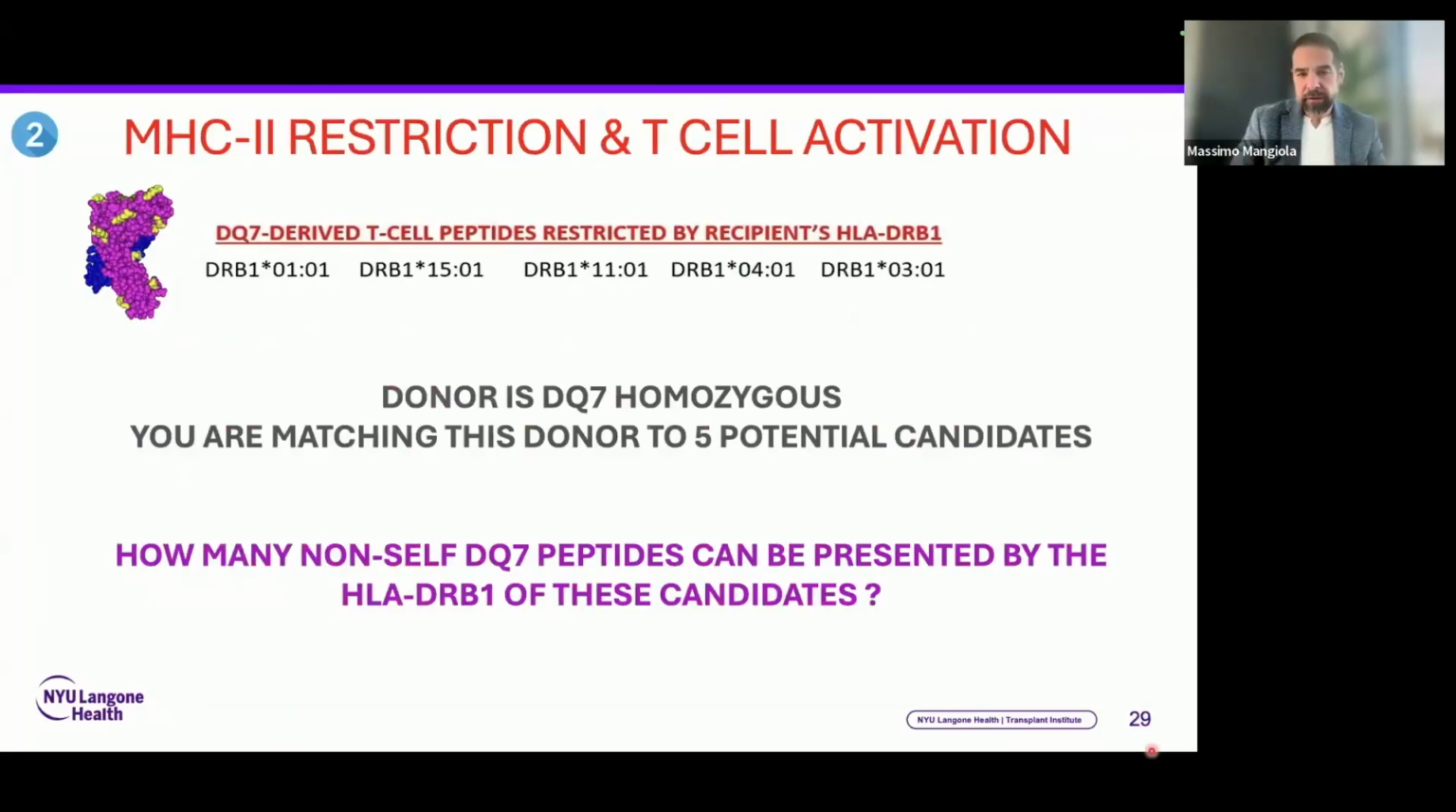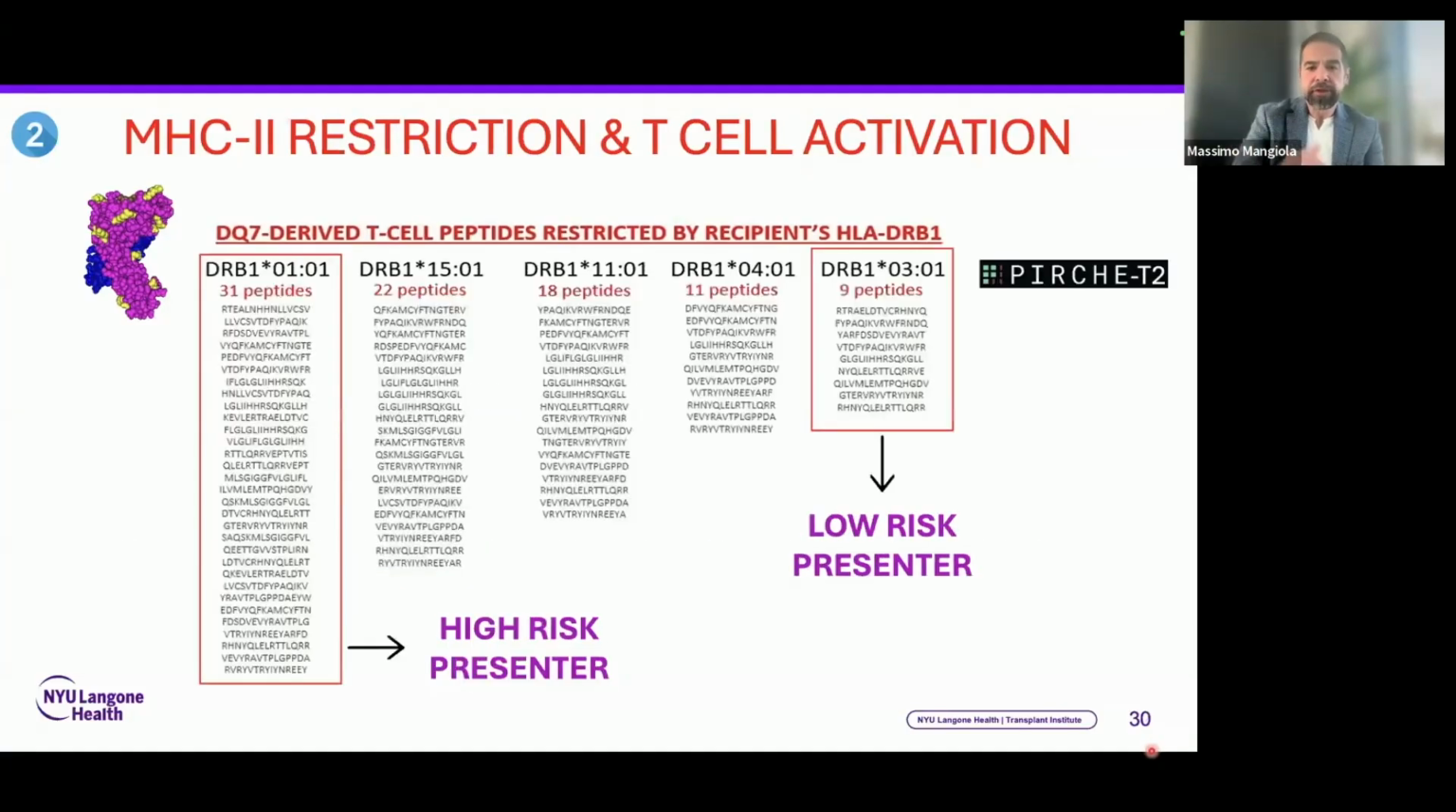A scenario that I always love to speak of: you have a donor that is DQ7 homozygous, and you have 5 potential candidates to match to this donor. You want to know which one is the best, which basically means asking yourself how many non-self DQ7 peptides can be presented by the DRB1 of these 5 candidates. Through PIRCHE, you can calculate that the DRB1*01 can present 31 peptides, whereas the DR17 can only present 9 of them. So the DR1 patient is a higher risk presenter. It is very good at presenting DQ7, versus DR17 which is much less.